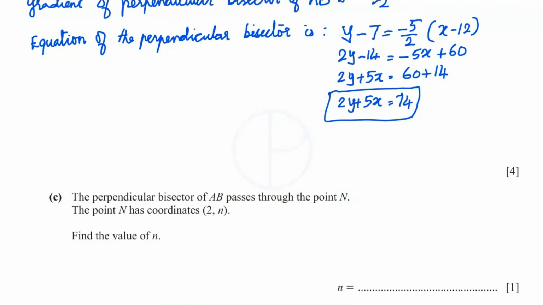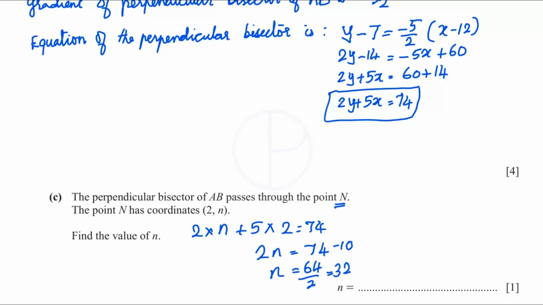The next part of the question is, the perpendicular bisector of AB passes through the point N. The point N has coordinate (2, n). Find the value of n. The perpendicular bisector of AB passes through the point N. That means the coordinate of N satisfies the equation of the perpendicular bisector of AB. So let's substitute (2, n) in this equation, 2y plus 5x equals 74. So 2 times n plus 5 times 2 is equal to 74. So 2n is equal to 74 minus 10, which is 64. n is 64 divided by 2, which is 32. So the value of n is 32.